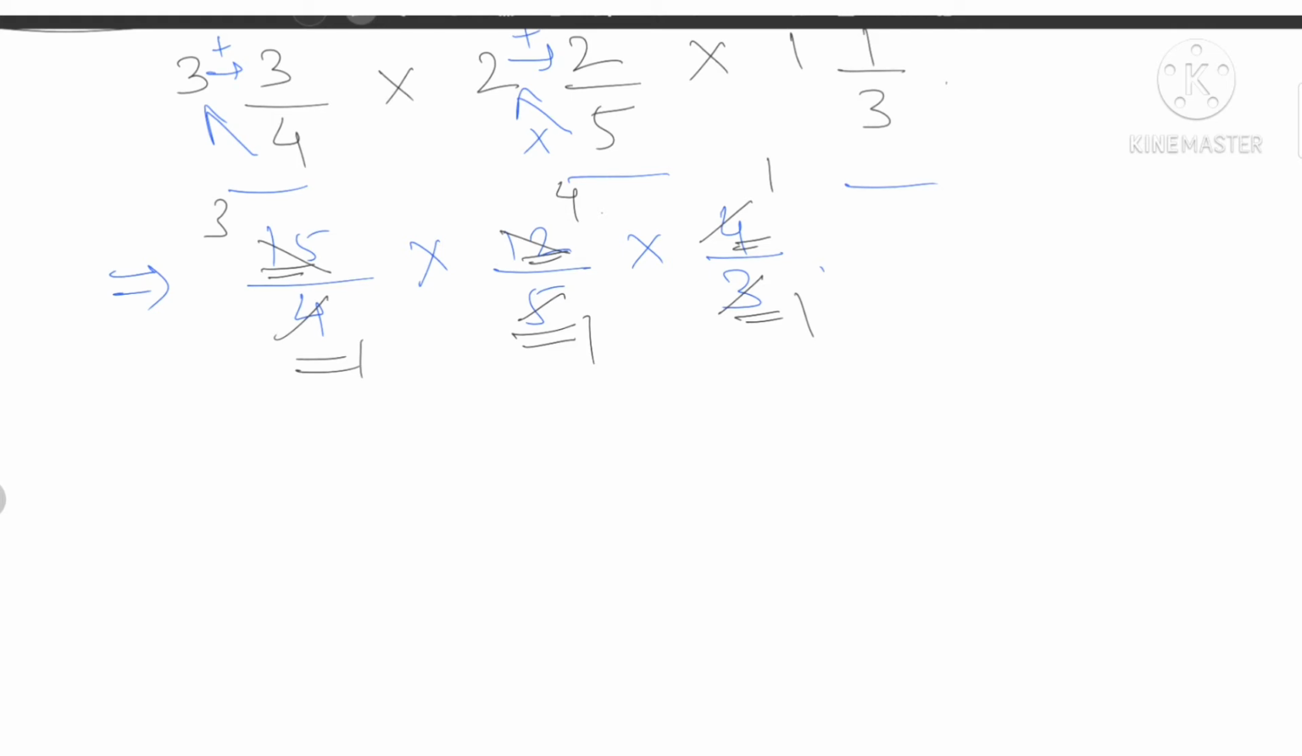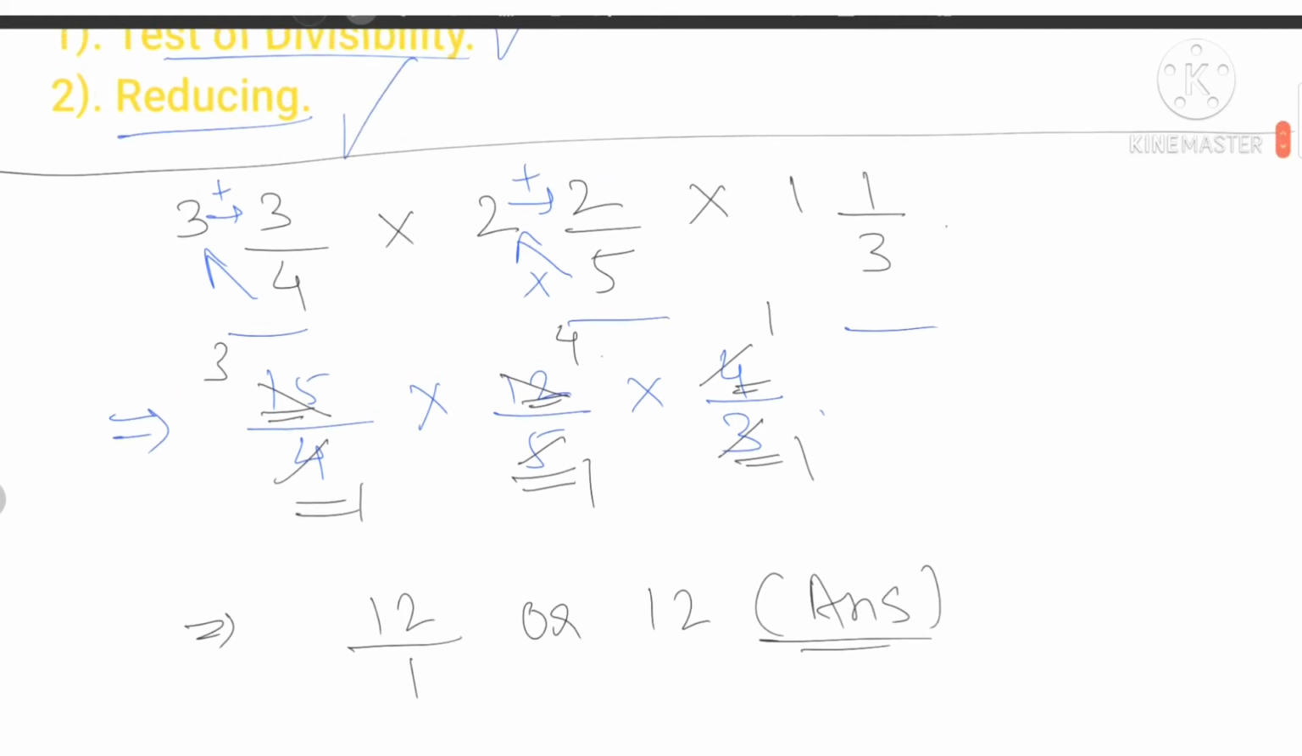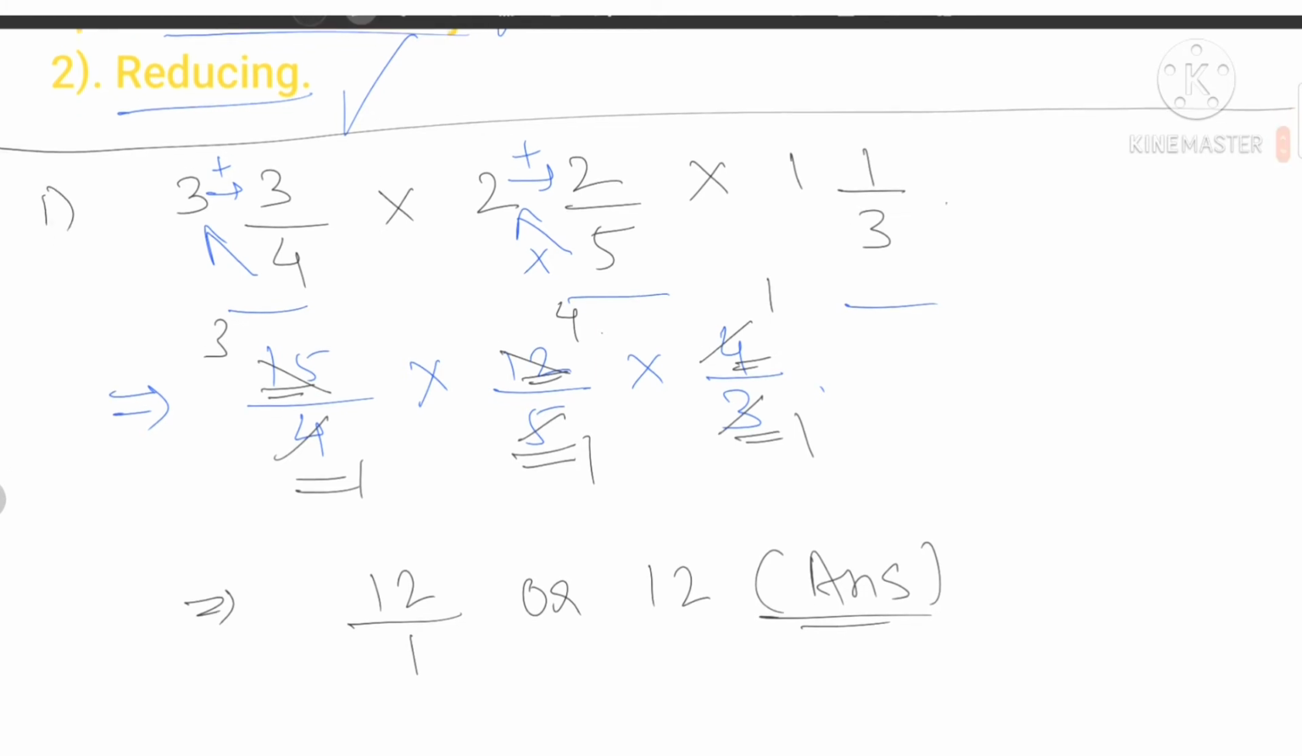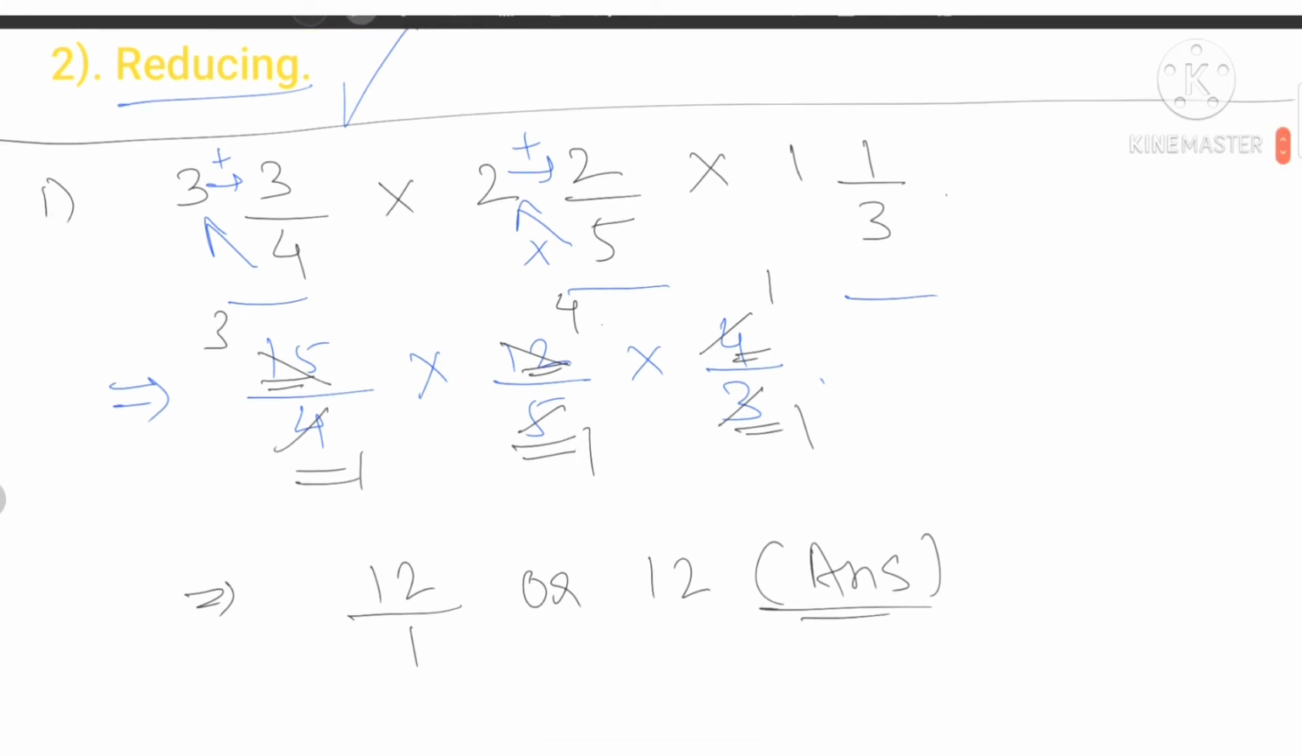Now over here you see in the numerator we have 3 into 4 into 1, that gives you 12, and in the denominator we get 1, 1 and 1, that is 1. So we can either write the answer as 12 by 1 or 12 as your answer. I hope the first example was clear to you. This is a simple way to do the cutting.